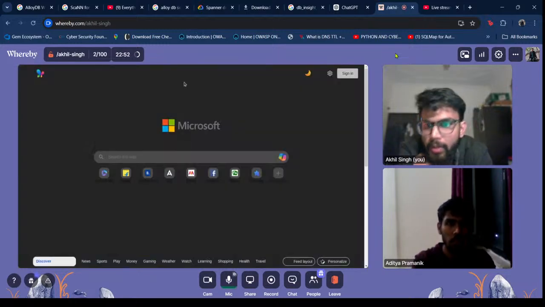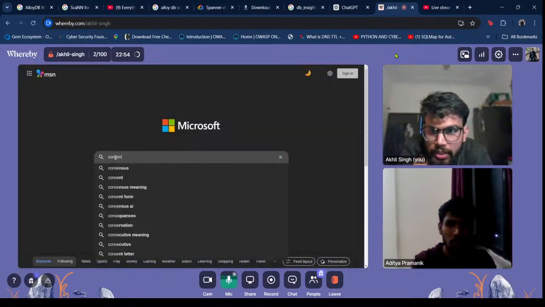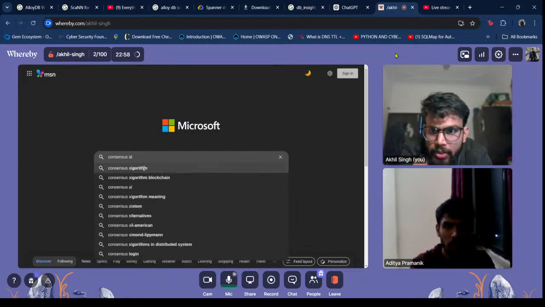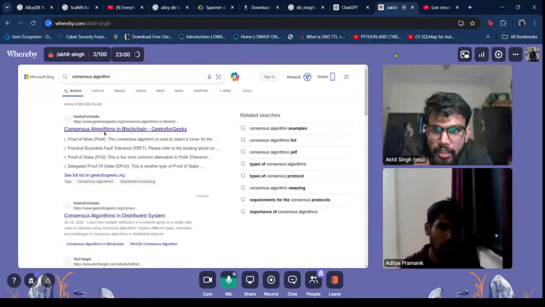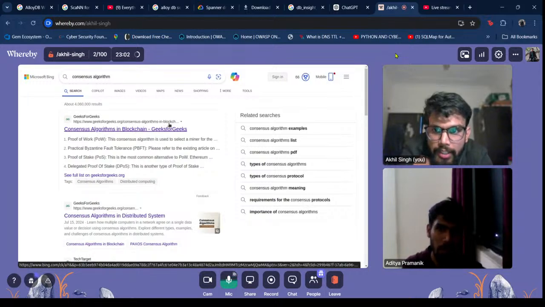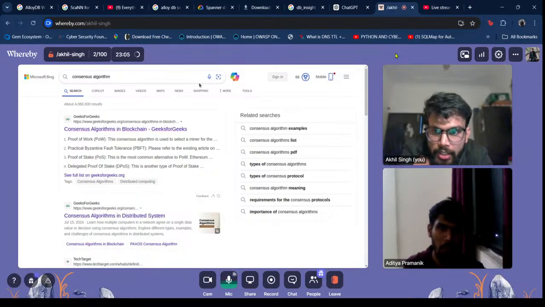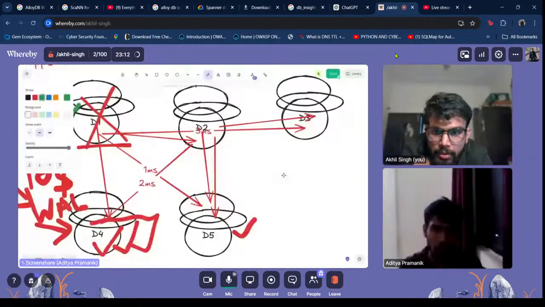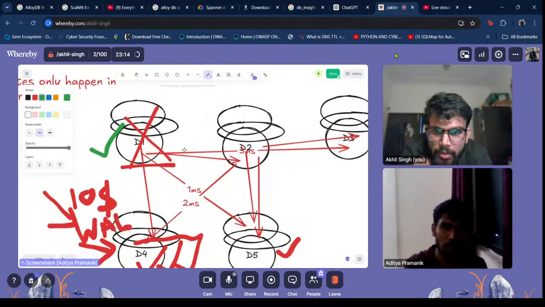Consensus or consensus? Consensus algorithm. Does this election happen only when the leader dies, or does it happen periodically? So this is the whole scenario.